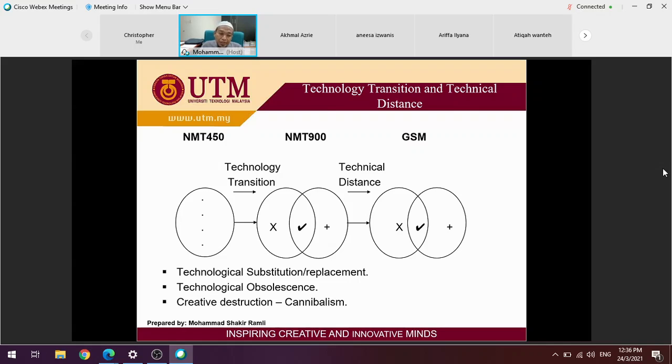Okay, here is an example from history. This is an incremental innovation from NMT 450 to NMT 900 to GSM, the innovation of the mobile phone or cell phone. NMT stands for Nordic Mobile Telephone, which was established by Nokia. And we can see the diagram here.